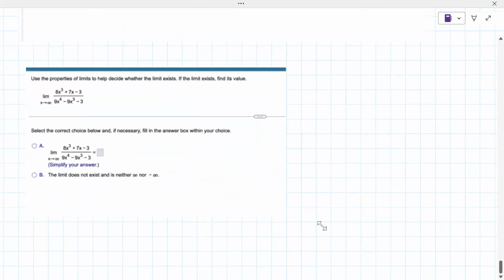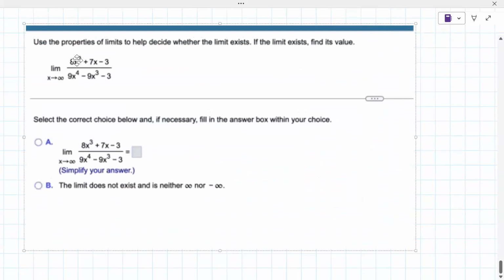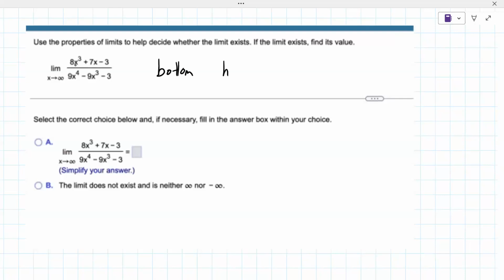Here's another one. Believe it's the next one. So this one is not the same top and the bottom. It's got a 3 and a 4. So this one is considered bottom heavy. That's just referring to the degree of the exponent. So this always goes to y equals 0 or just 0 there. Okay, that's easy enough.